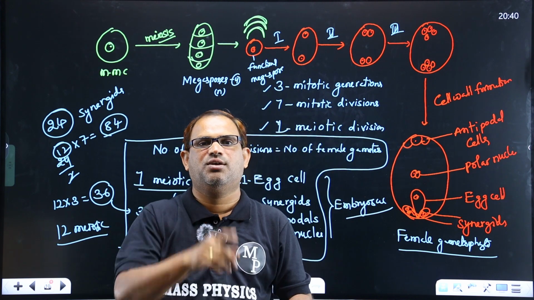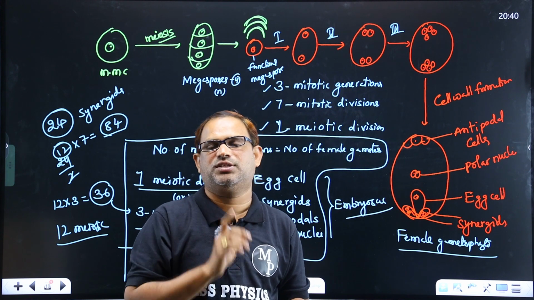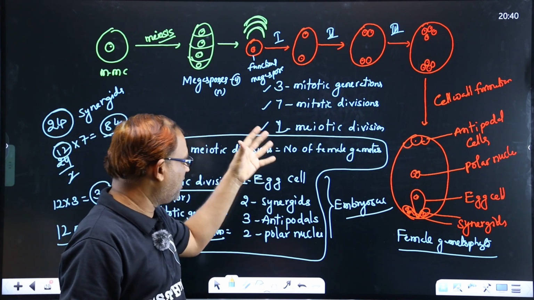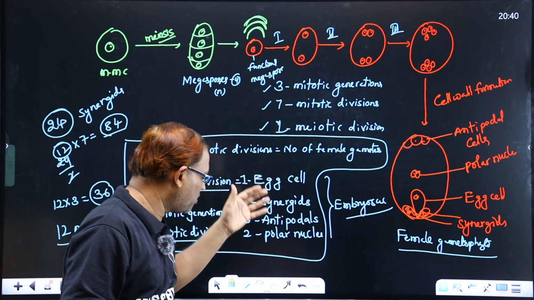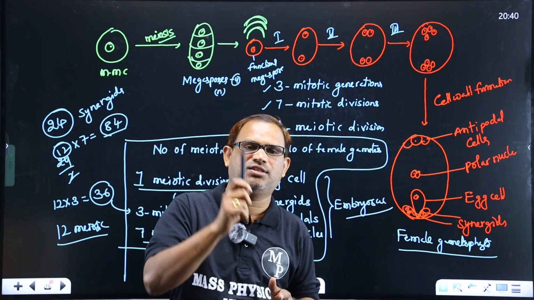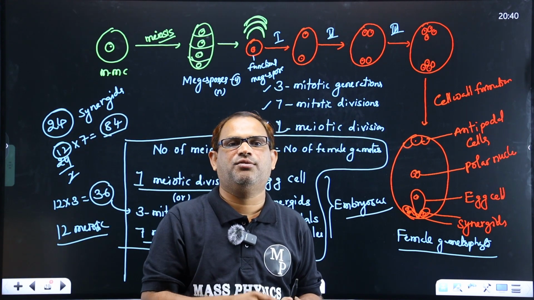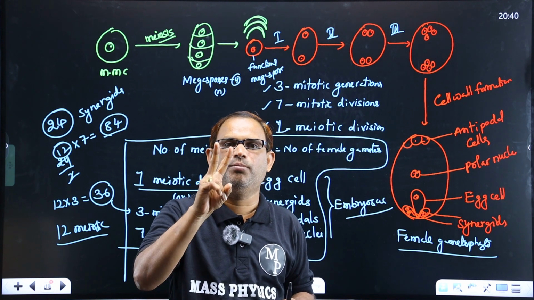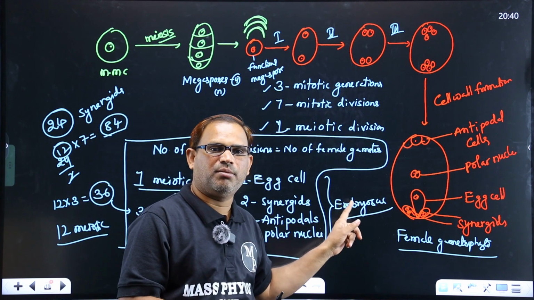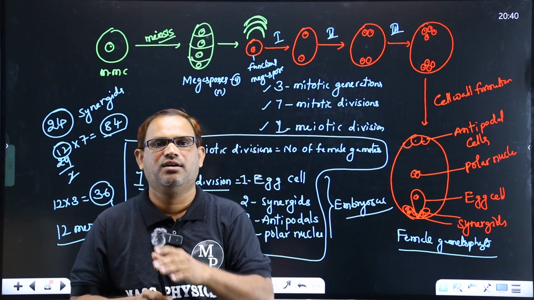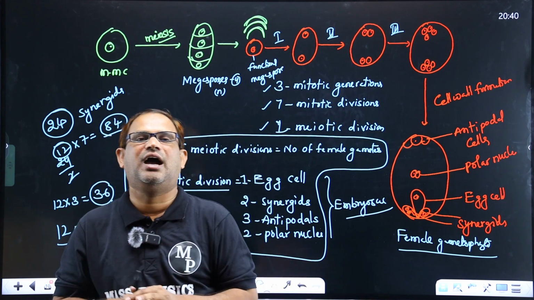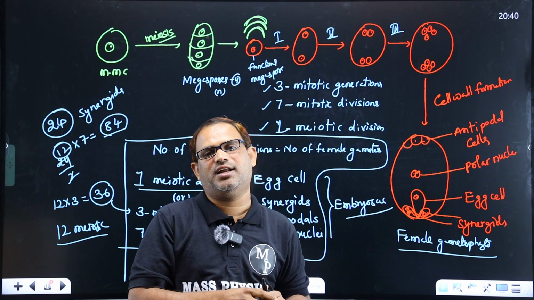Inside the nucellus only one embryo sac is present. That embryo sac consists of what? Egg cell, 2 synergids, 3 antipodals, 2 polar nuclei. Now see, in the first session the male gametophyte contains 2 male gametes. Then in the female gametophyte, how many female gametes are there? Only 1. But in angiosperms, both male and female gametes are non-motile.